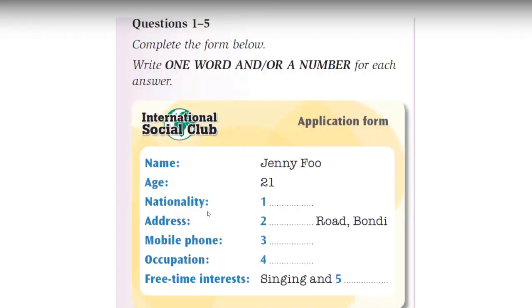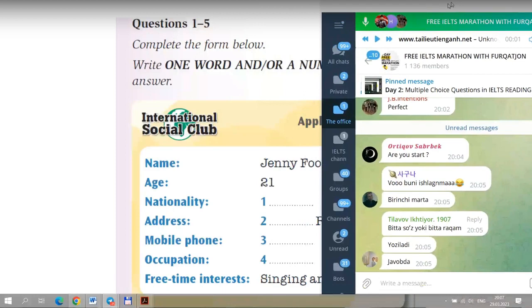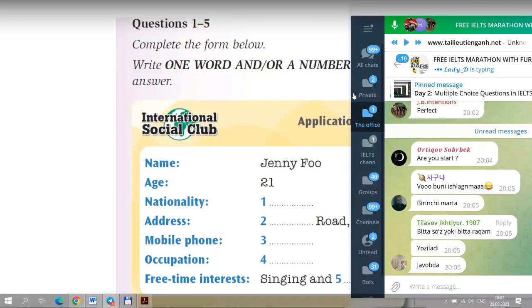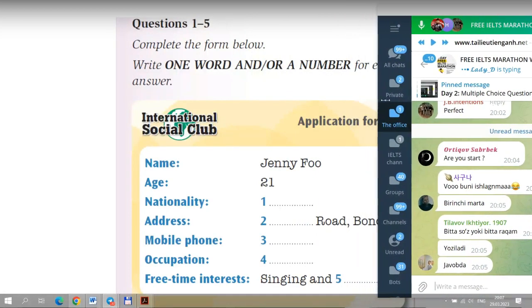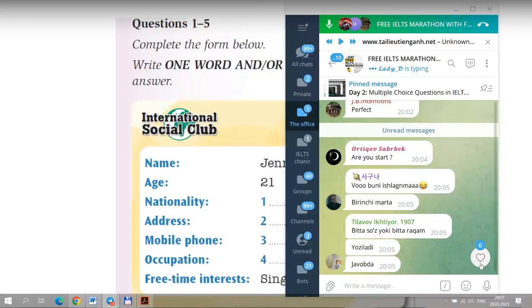So before we continue, let's try to guess the answers before we actually listen. So her name is Jenny Fu, and she's filling an application form for International Social Club, and her age is 21. So now the question is, what could be her nationality? Let's try to guess. So for nationality, what types of nationalities do you guys know?